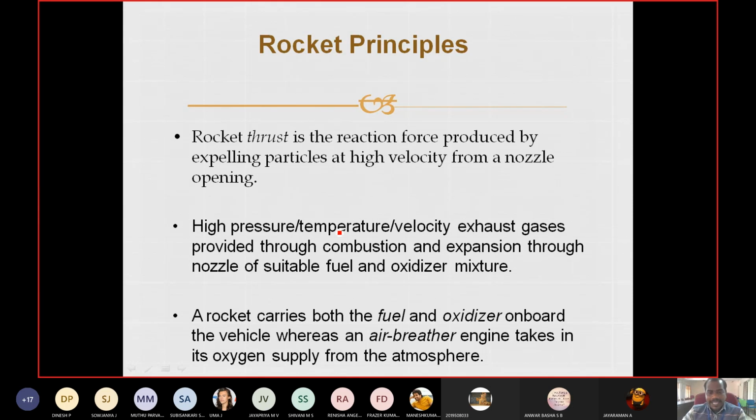Then a rocket carries both the fuels and oxidizers on board the vehicle, whereas an air breather engine takes in its oxygen supply from the atmosphere. So we need not carry oxygen; it can be taken from the atmosphere. Right, so we only need to carry the fuel in the jet engines.